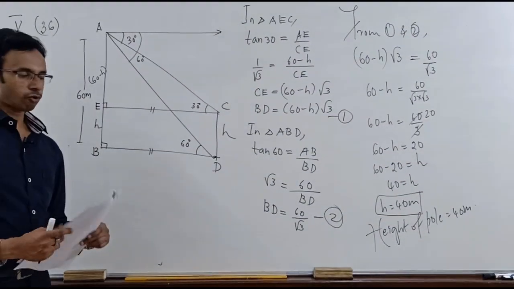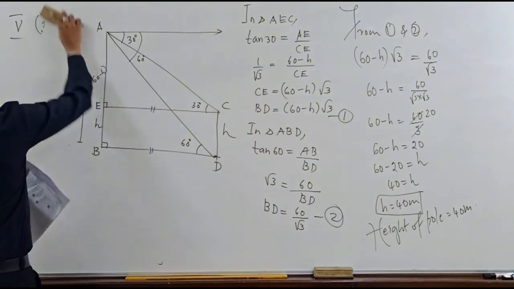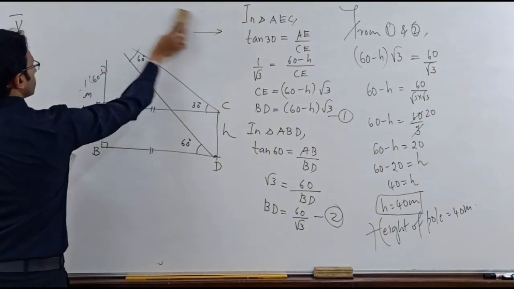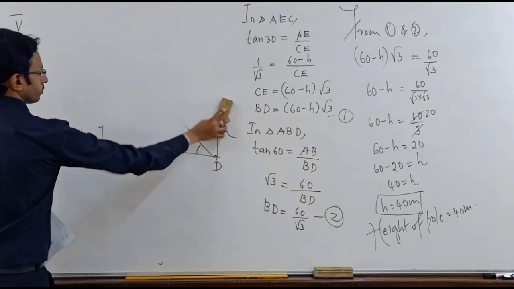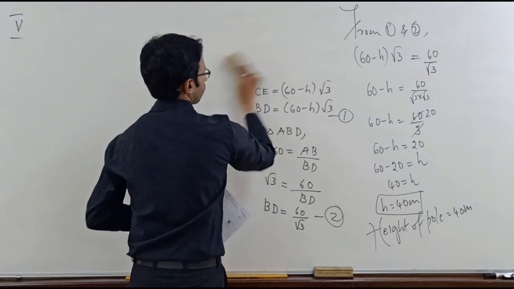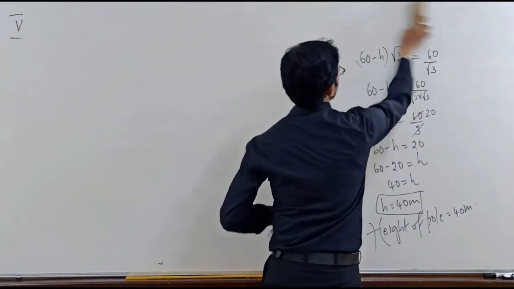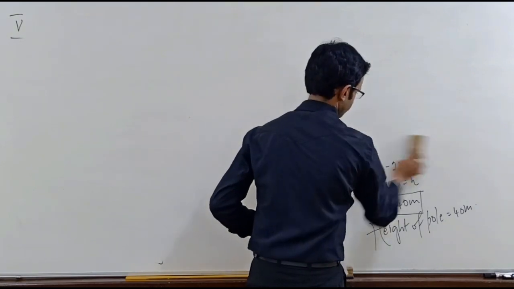Moving on to the last 4 marker problems, problem number 37. It is from surface areas and volumes, and this is also quite a simple one. It is on the frustum of a cone.